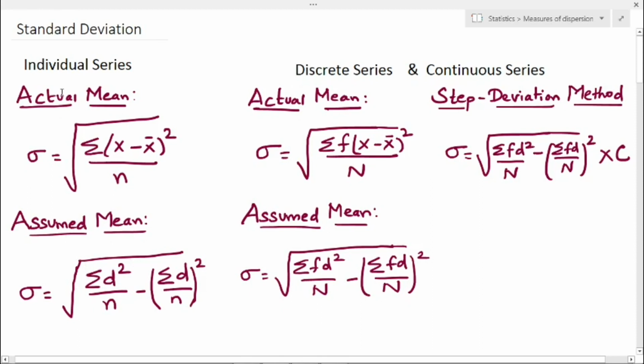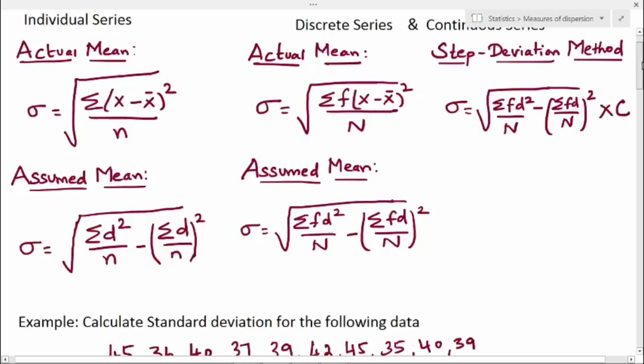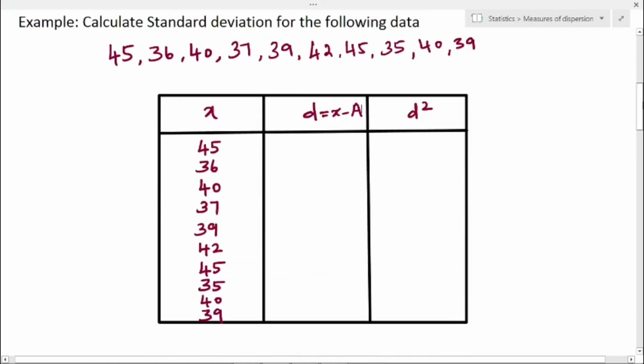The formula for assumed mean in the case of individual series is sigma equal to root of summation d square by n minus summation d by n the whole square. Now we will find the values. For that I have written a table. In this table I have written the x values given in the problem, so we have to find only the values of d and d square. First we will find d. For finding d, we have to know what A is. The d value is x minus A. We have to subtract the mean value, that is A, from all the x values.